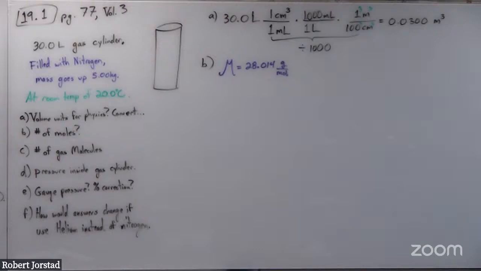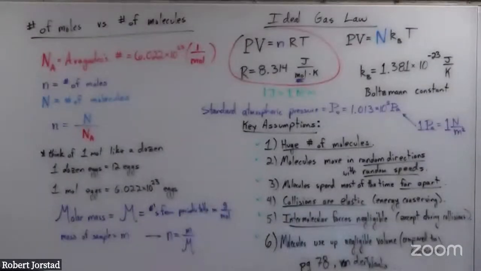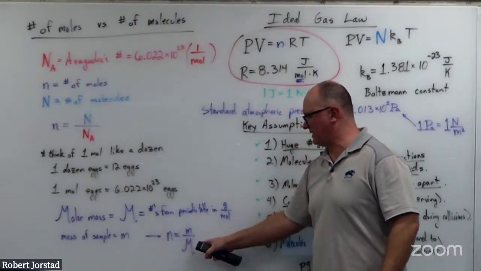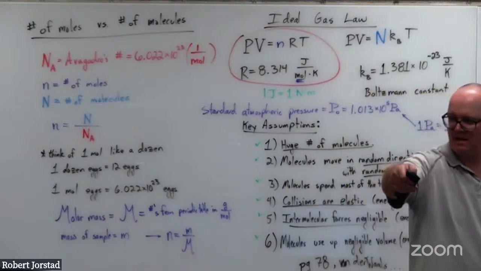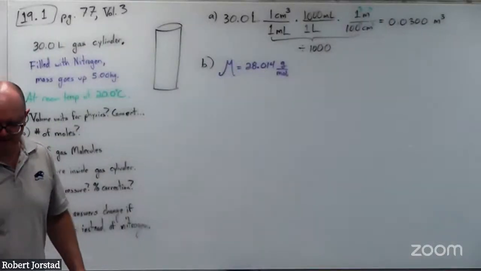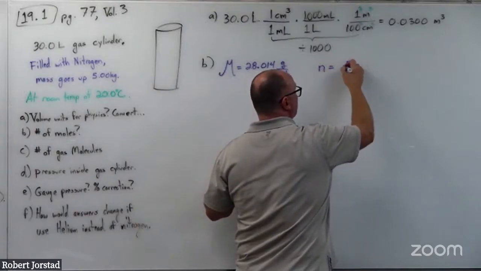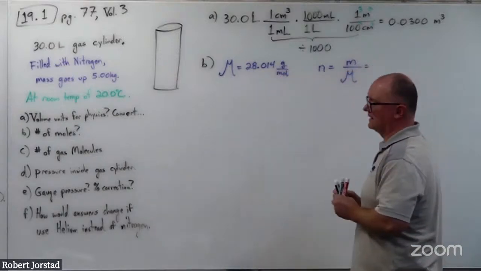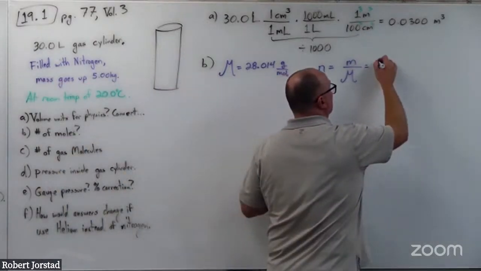Now, if we go back to board 1, if you recall, we can use this relationship to get the number of moles. We know the mass of our sample is 5. We know the molar mass from the periodic table. We can get that. So let's go back and do it. Okay. So we know that n is equal to m over big M, which is, and I think I worked this out, 178.48 moles.